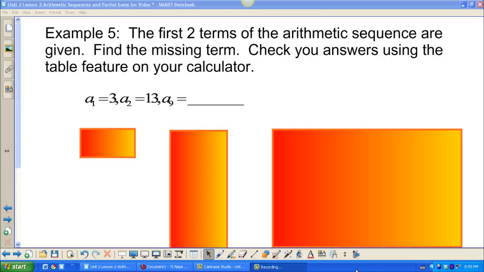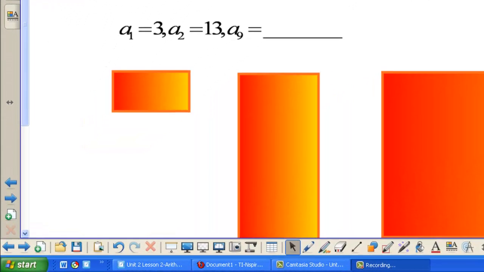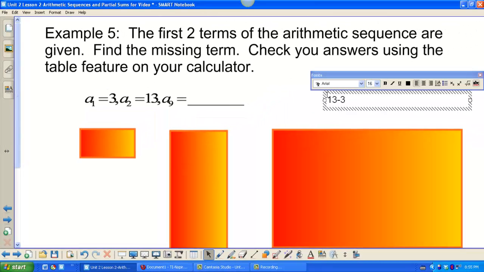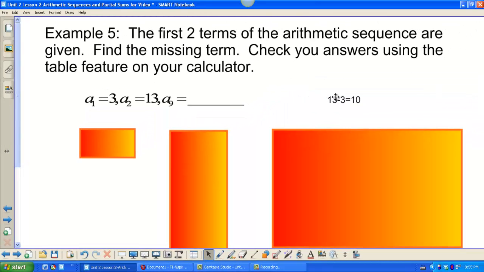On example 5, you're given the first 2 terms of the arithmetic sequence, and you have to find the missing term. We'll check our answers using the table feature on your calculator. So I was given that a sub 1 equals 3, and a sub 2, or the second term, is 13. So I can deduce that if I take 13 minus 3, I yield 10. So that means that my common difference is 10.